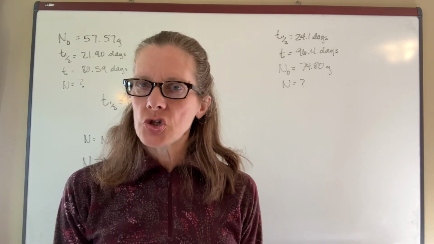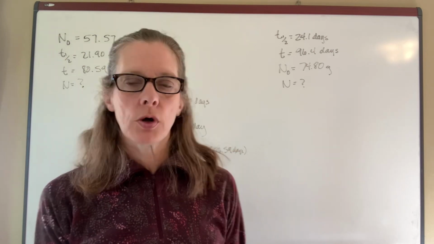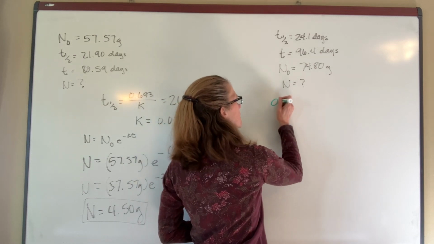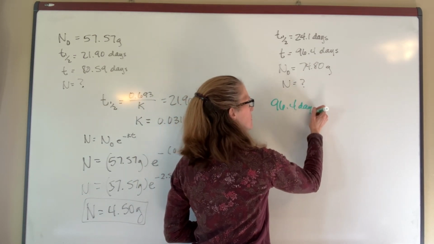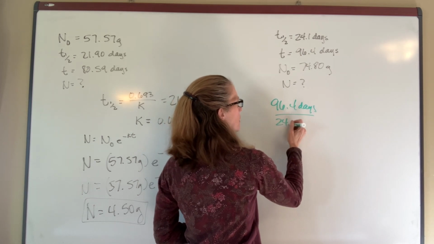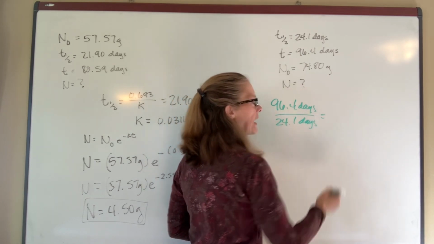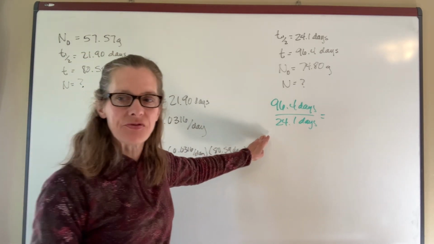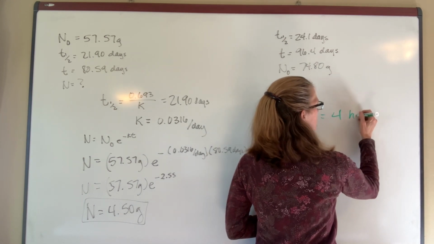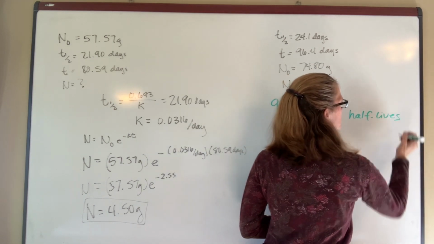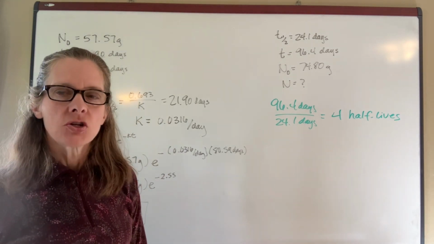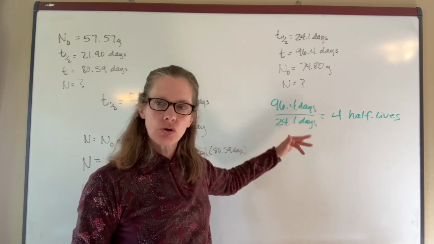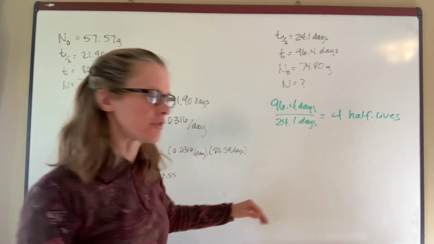But if you watch and you're careful, you can save yourself a lot of work, because in this case, the time is 96.4 days, and the half-life is 24.1 days. And what you will find is that if you divide those two, it comes out even. And so I actually have 4 complete half-lives that have passed. Okay? So if I know the number of half-lives, then it's relatively easy just to take the initial mass that I had and just divide it down.